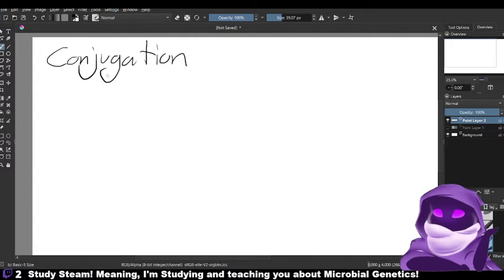Conjugation. Jeez. The tablet makes my handwriting horrible. Actually, my handwriting is just horrible.